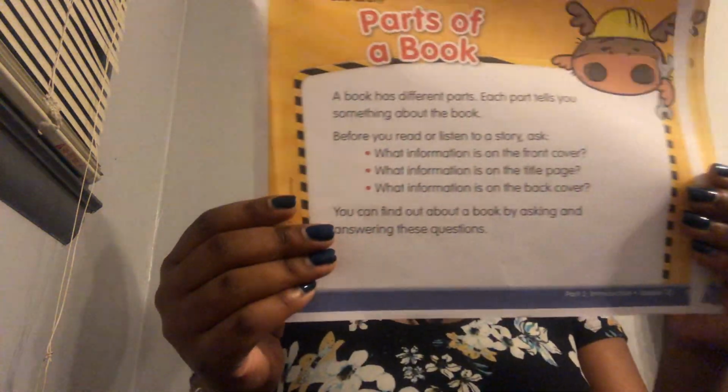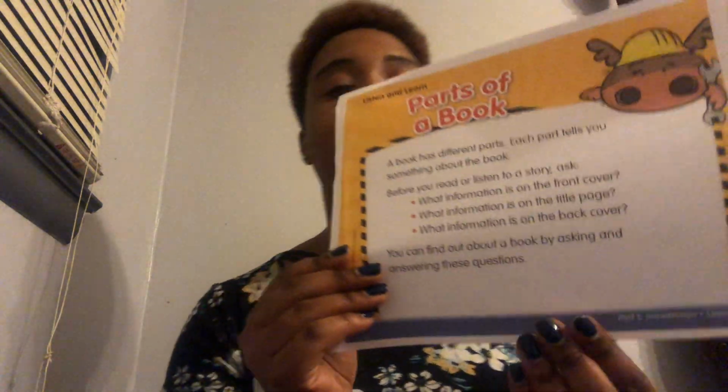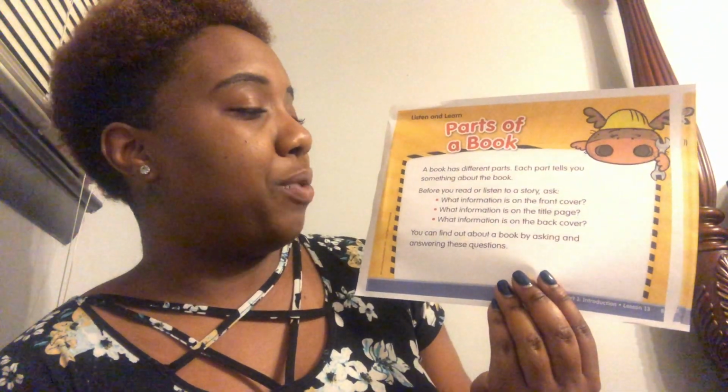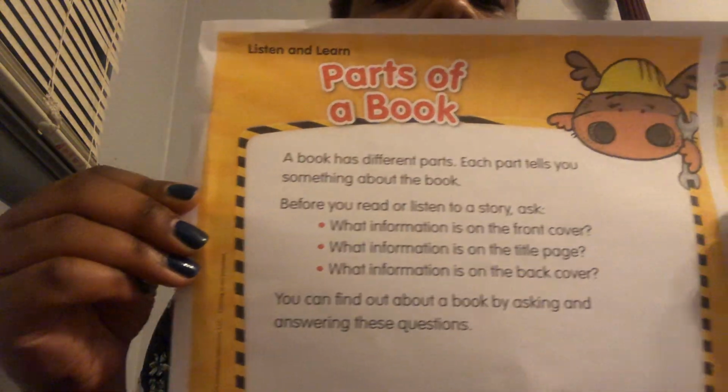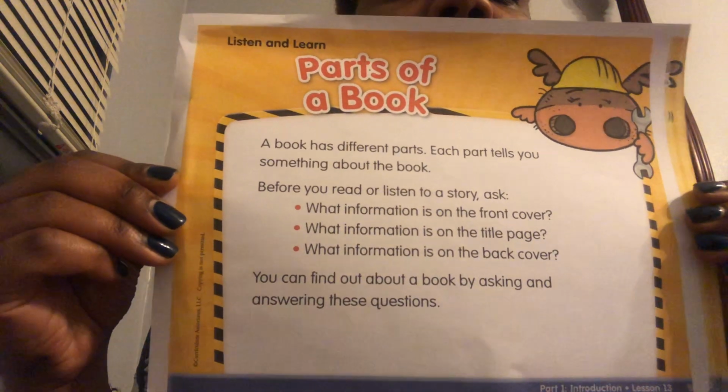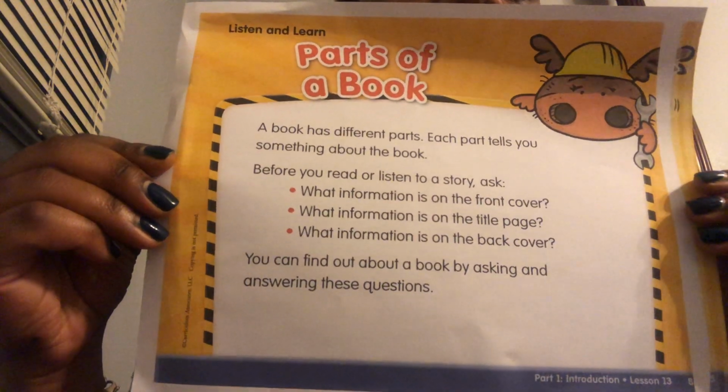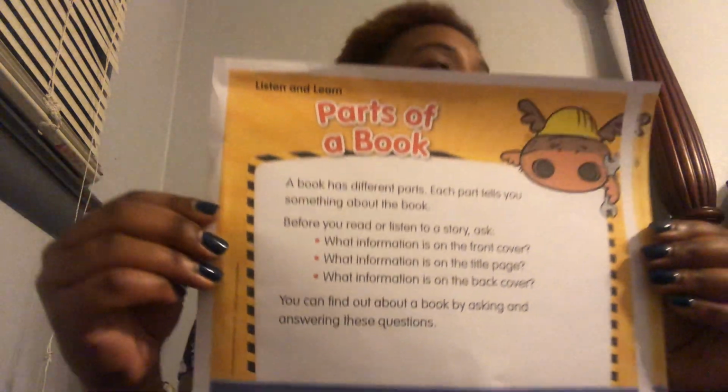When we're reading a book and we want to think about the parts of a book, a book has different parts. Each part tells you something about the book. Before you read or listen to a story, ask, what information is on the front cover? What information is on the title page? What information is on the back cover? You can find out about a book by asking and answering these questions. And you'll also see a link to this in your assignment.